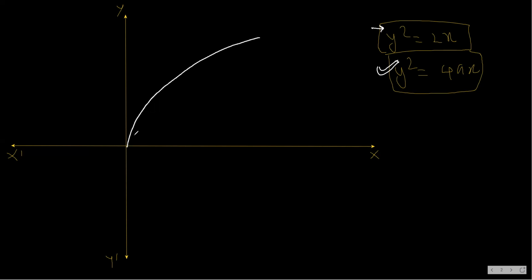It will pass through the vertex. The vertex will lie on the origin. Okay.